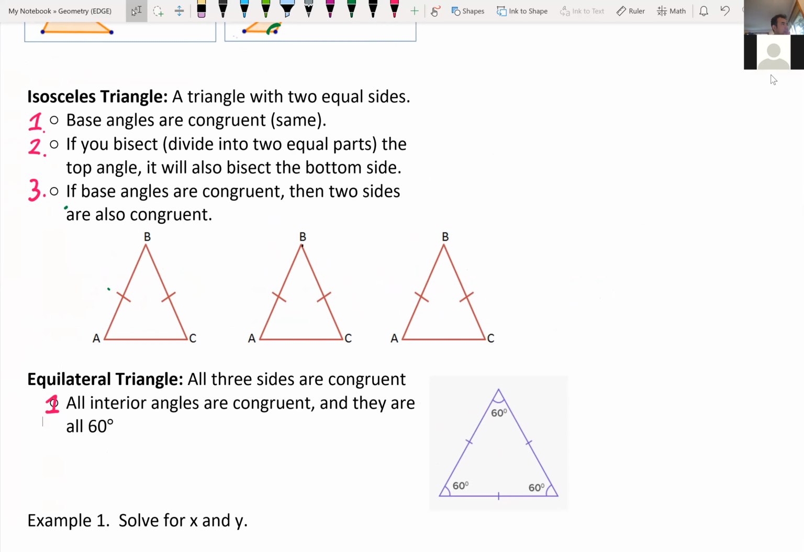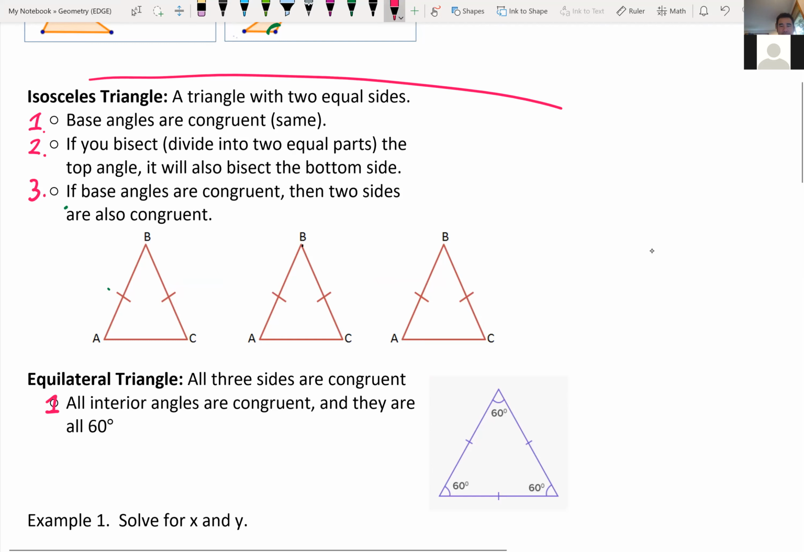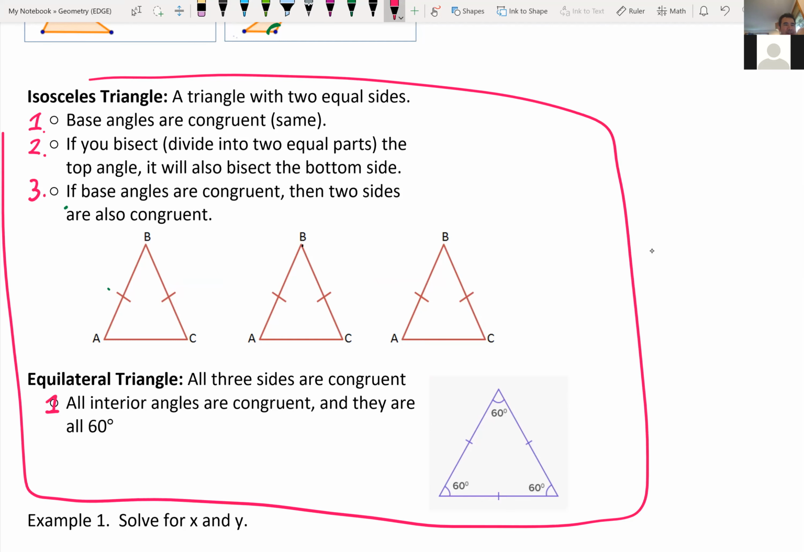Somebody just came in. Hey, Daviana, it's good to see you. We are just copying down the notes right now. So if you can get yourself ready for that, that'll be good. So we are copying this part down, okay?